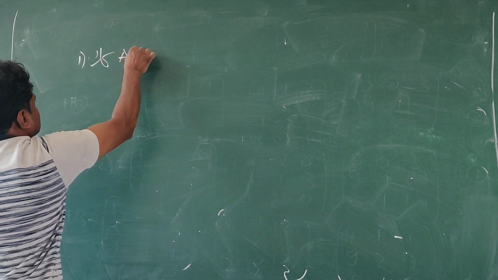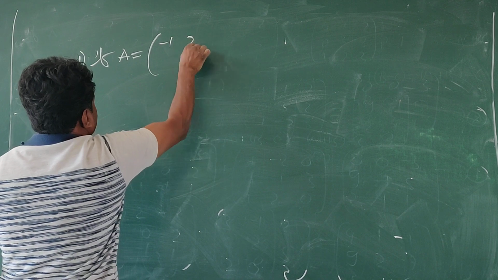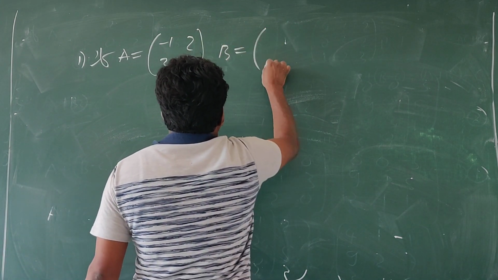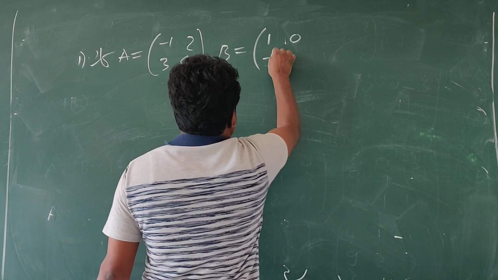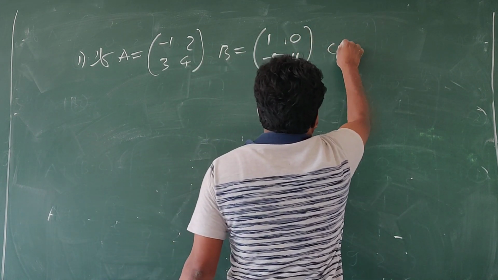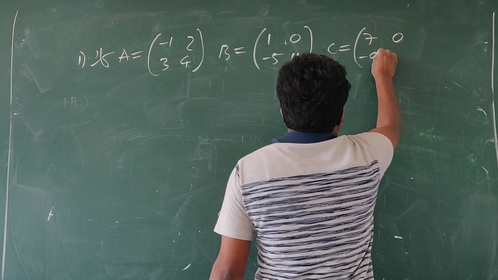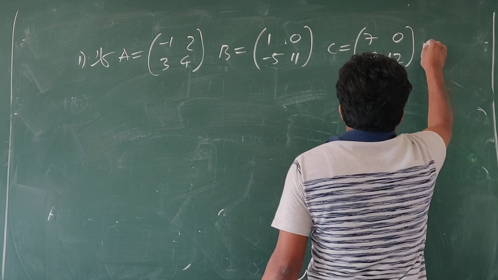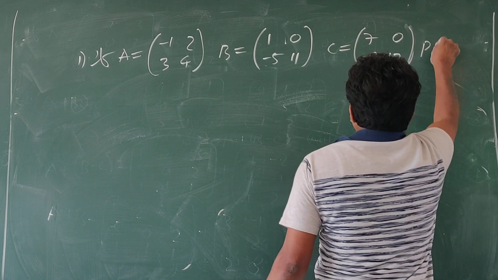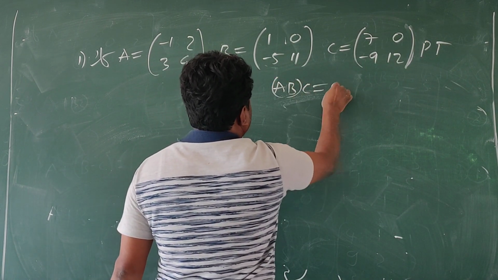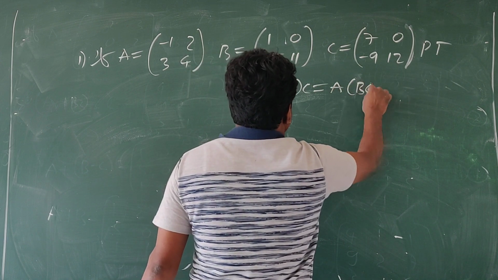If A equals [-1, 2; 3, 4], B is equal to [1, 0; -5, 11], C is equal to [7, 0; -9, 12]. So prove that (AB)C is equal to A(BC).